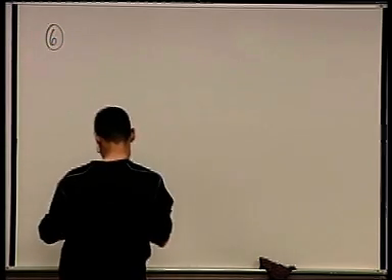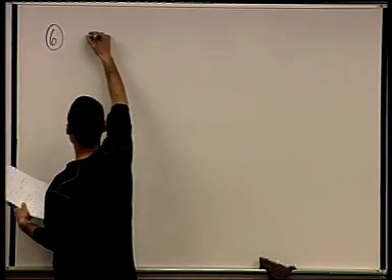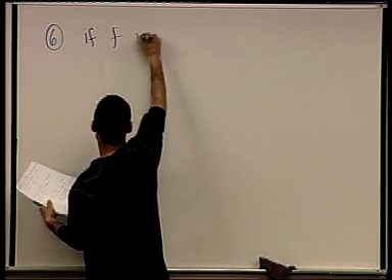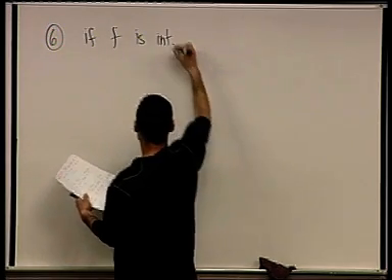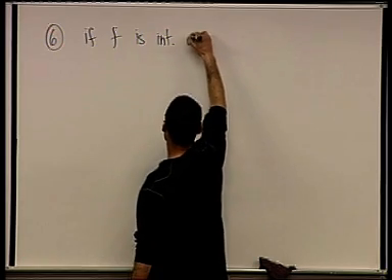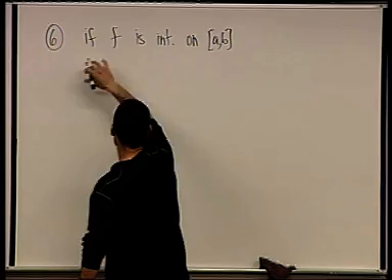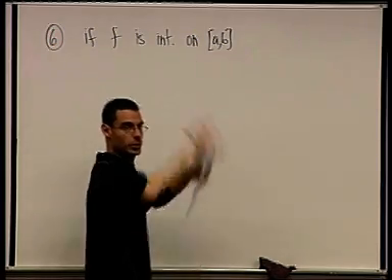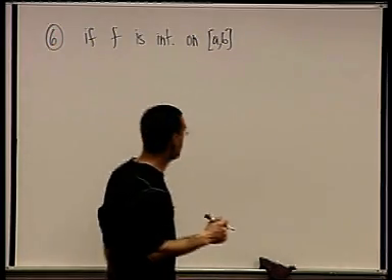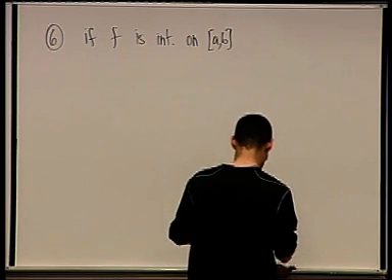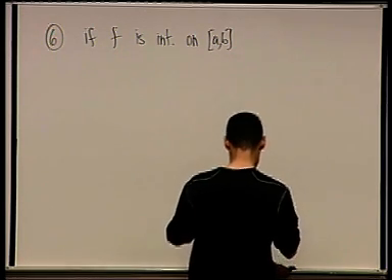Part 6. If f is integrable on AB. I should have had this, if f is integrable on AB, also on top. I'm writing this again and again. You're right. Well, too late.